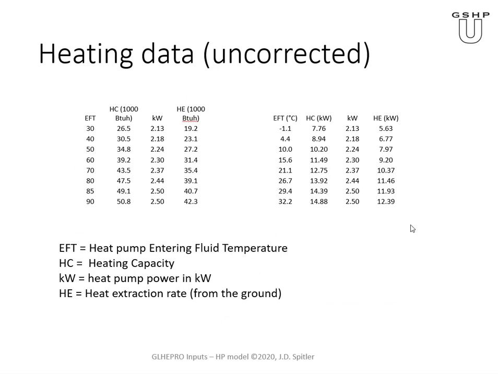Okay, likewise for the heating data, this is the uncorrected heating data. Some of the abbreviations are the same, but the HC here is the heating capacity, and the HE is the heat extraction rate, or what we called in the heat pump model earlier, the heat of absorption, how much heat we're absorbing from the ground or how much heat we're extracting from the ground.